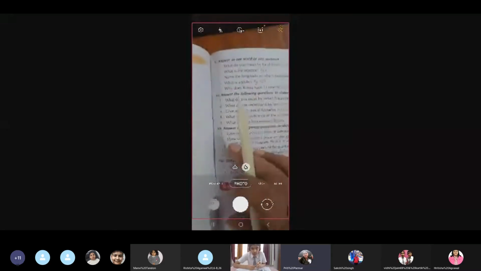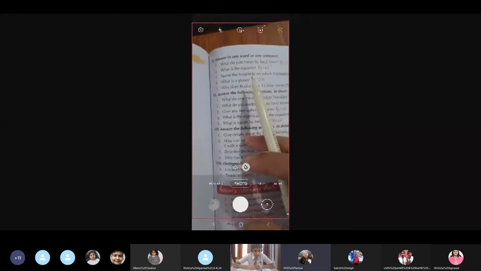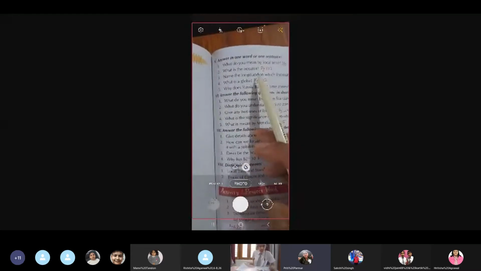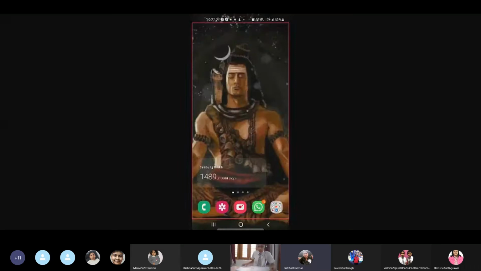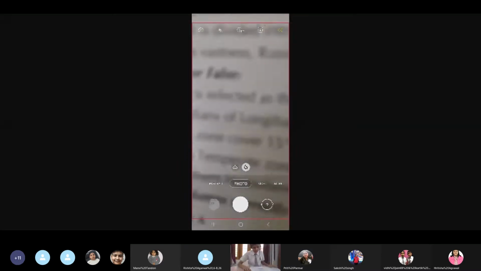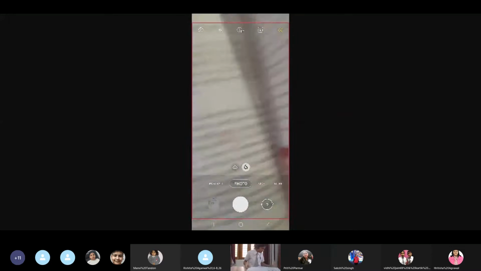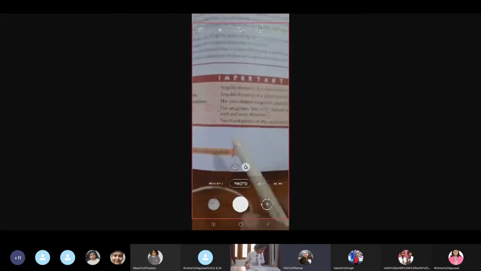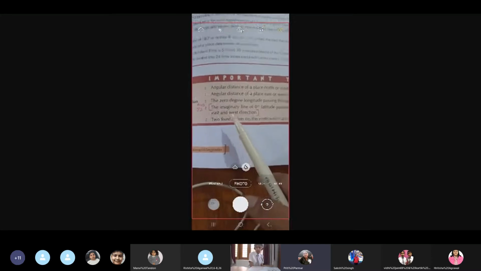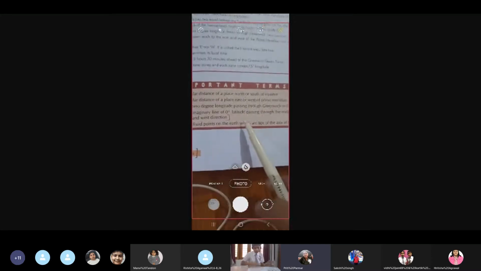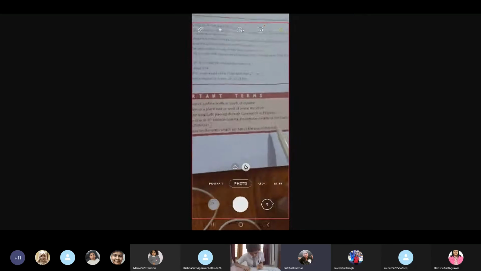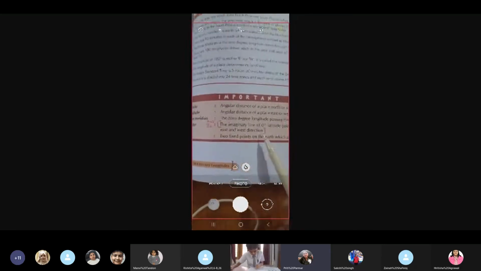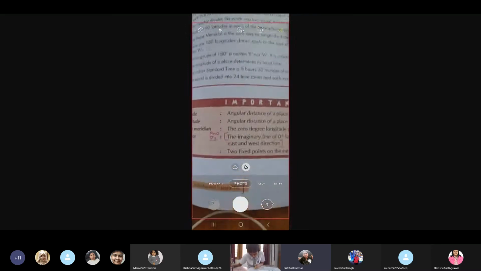Question number 5.2. Please switch off your mic. What is the equator? Page 127. Come to this, define the terms and mark it. The answer is the imaginary line of 0 degree latitude passing through the middle of the earth in an east and west direction is called equator.